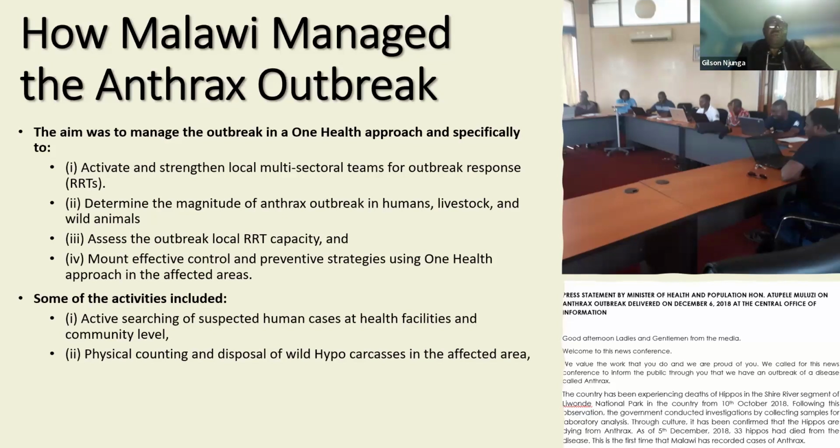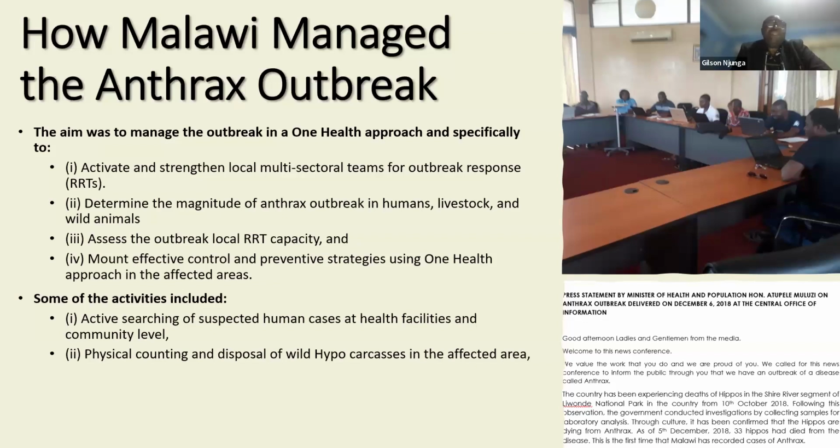Now, the aim of the outbreak investigation that we carried out was, one, to activate and strengthen local multi-sectoral teams for outbreak response. For information, Malawi, noting the importance of One Health, as already explained, decided as a country to prepare the nation in terms of disease investigation that would require a One Health approach. So there is at central level a committee that takes care of One Health issues, at sub-regional level we've got some committees, and at district levels we have sub-committees.